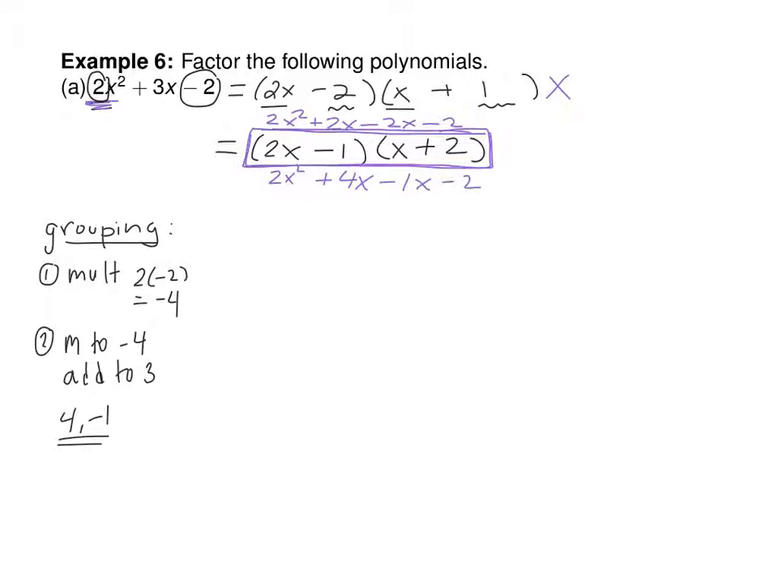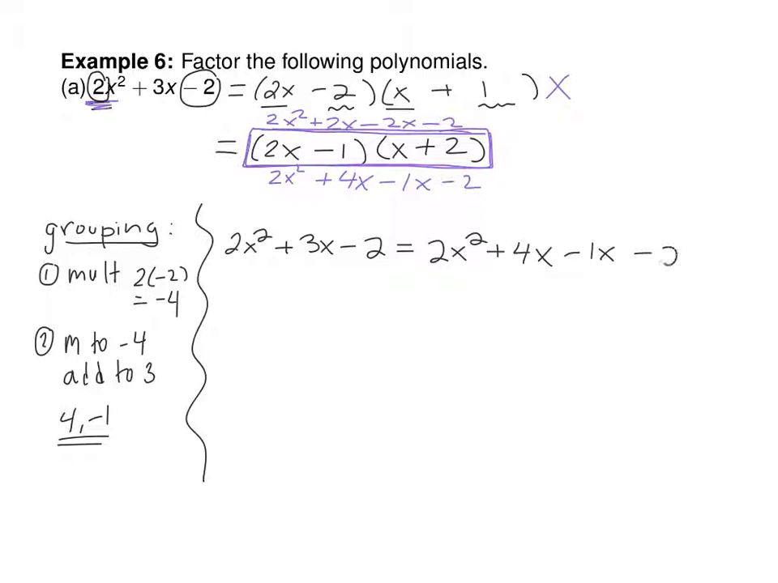Now here's how you use them. You take your original polynomial and you unadd the middle term like so, using those two numbers you just found: 2x squared plus 4x minus 1x minus 2. And you should be able to check that 4x minus 1x does indeed equal 3x. What you're doing here is uncombining the common terms that you combined to simplify your answer.